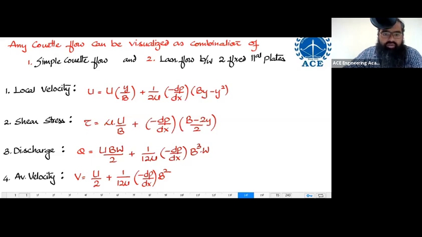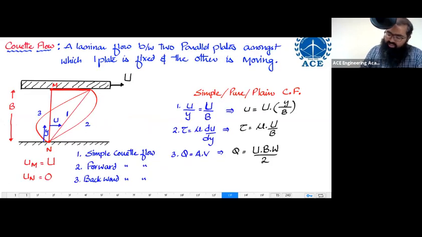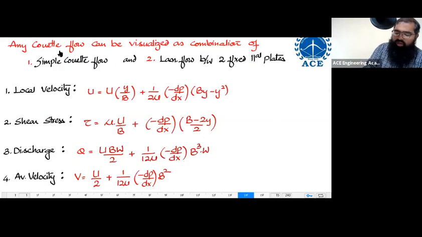Very good. I'm really happy. Many of you have given me the correct answer. The logical conclusion is, in the case of simple Couette flow, minus dp by dx is equal to 0. That's it. In the case of simple Couette flow, the value of dp upon dx is equal to 0. If dp upon dx is equal to 0, then any Couette flow is going to convert into simple Couette flow.